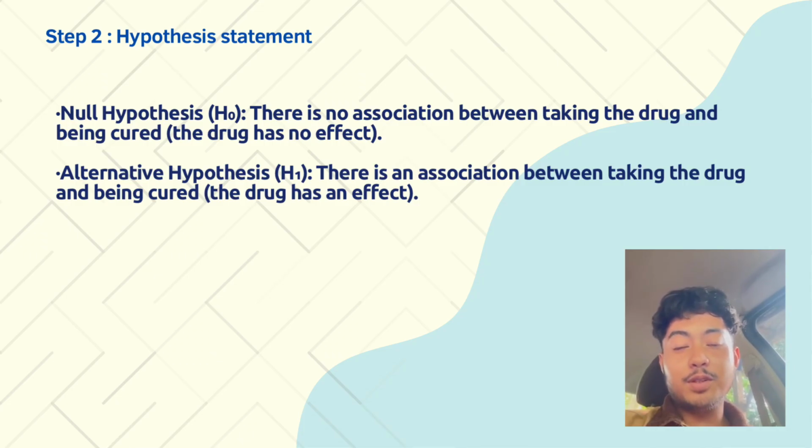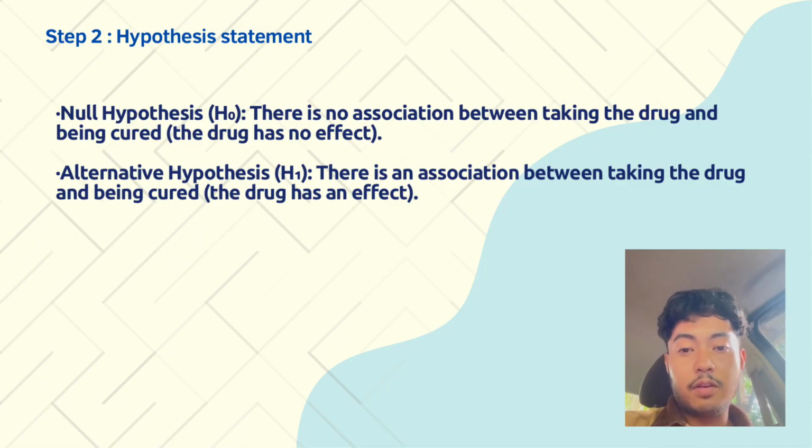For step 2, we need to make the hypothesis statements. Based on the question scenario, the null hypothesis, which is H0, will be there is no association between taking the drug and being cured, which means the drug has no effect on the patients. And the alternative hypothesis, which is H1, will be vice versa of the null hypothesis.